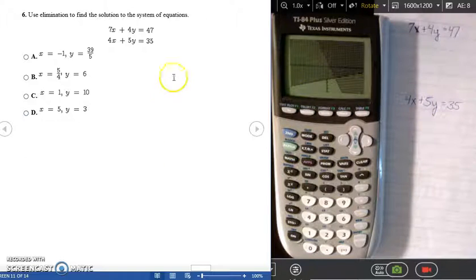Now this problem here is asking us to solve the system of equations, and it tells you to do it by elimination. However, it's multiple choice, so your work isn't getting checked.